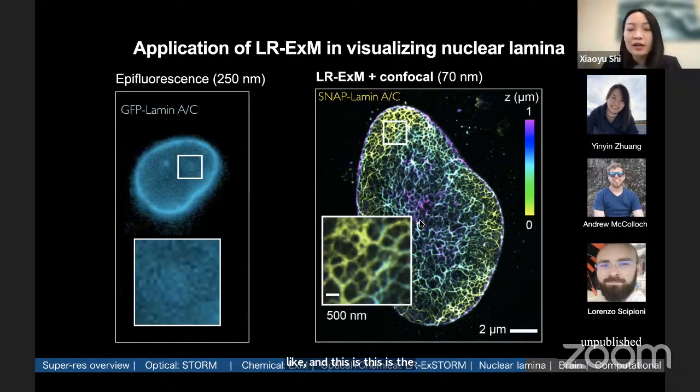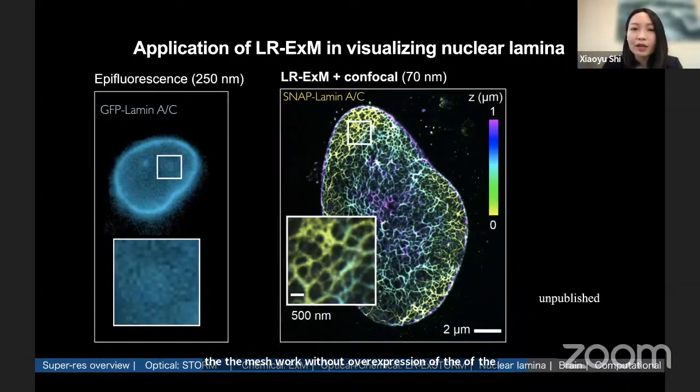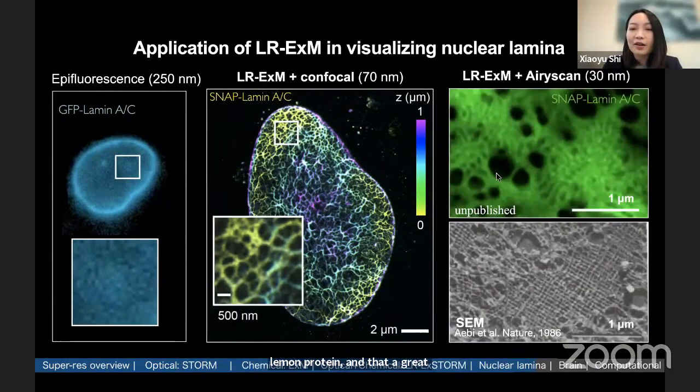As far as I know, this is the first time we use an optical microscope to see the meshwork without overexpression of the lamin protein, and that agreed very well with the EM image. When we moved to the area scan, the LR ExM plus area scan gives us about 30 nanometer resolution, and we started to see the finest meshworks that could register with the SEM image.